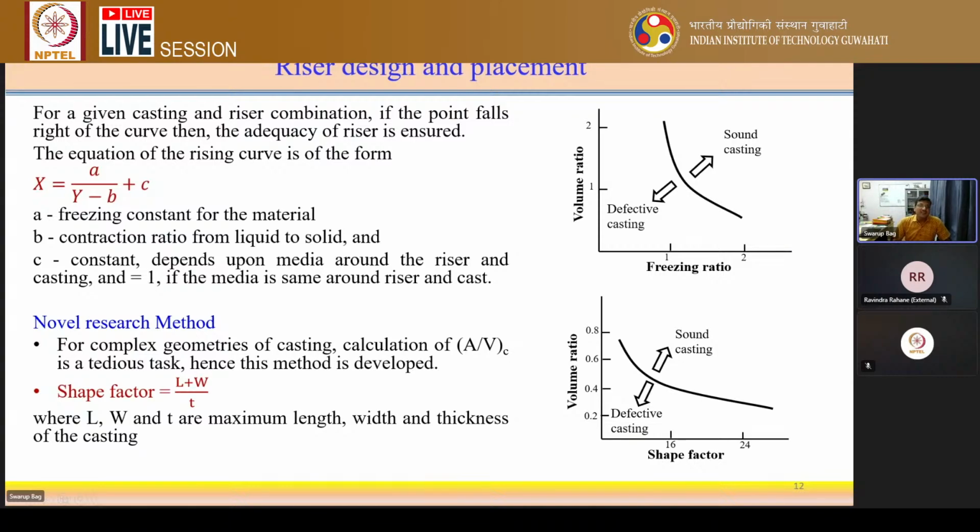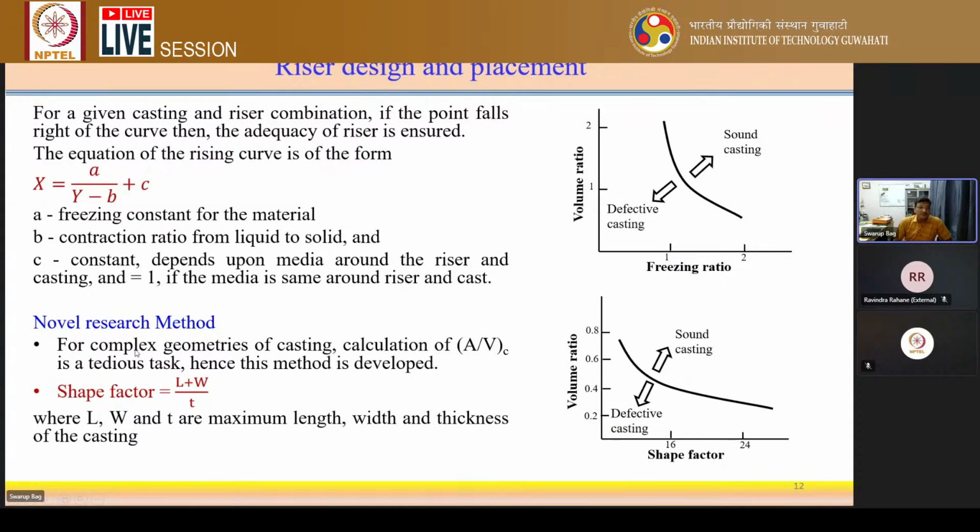So here, in terms of X and Y, we can find out this expression, and this is one way to look into the practical point of view what the freezing ratio and volumetric ratio can be, such that we'll be able to get the sound casting in this case. So we can design this accordingly.